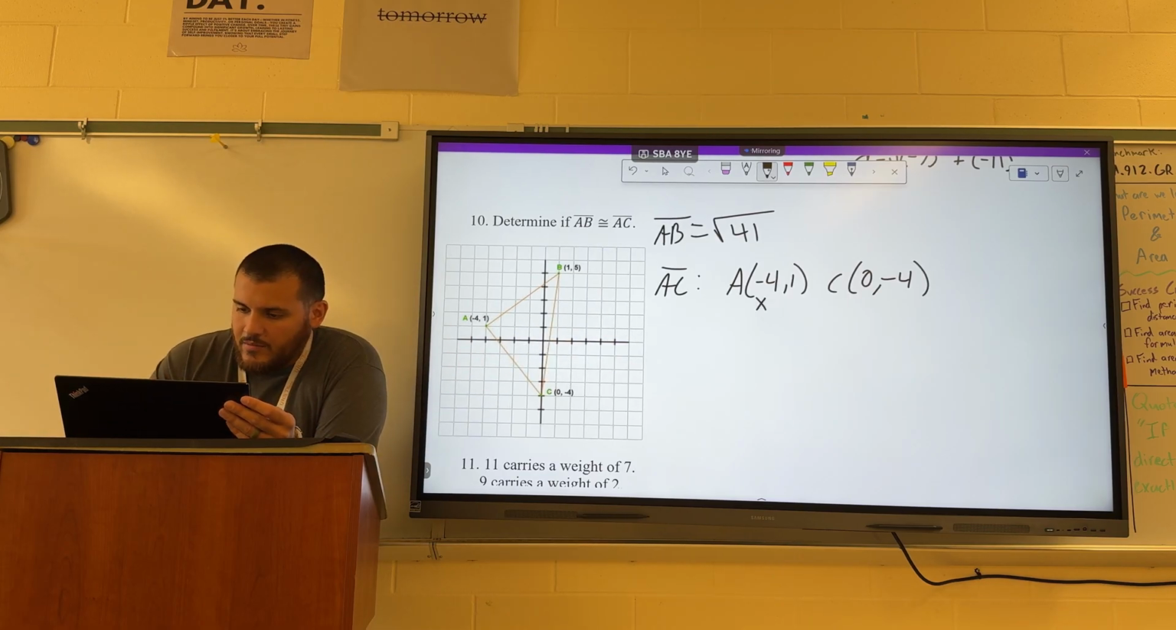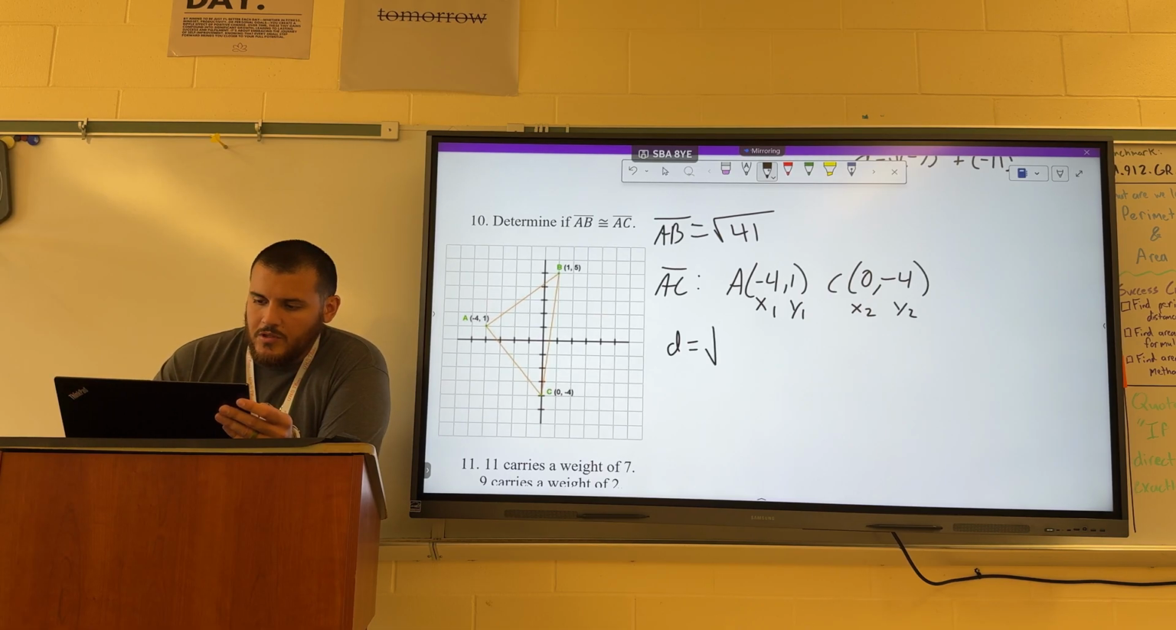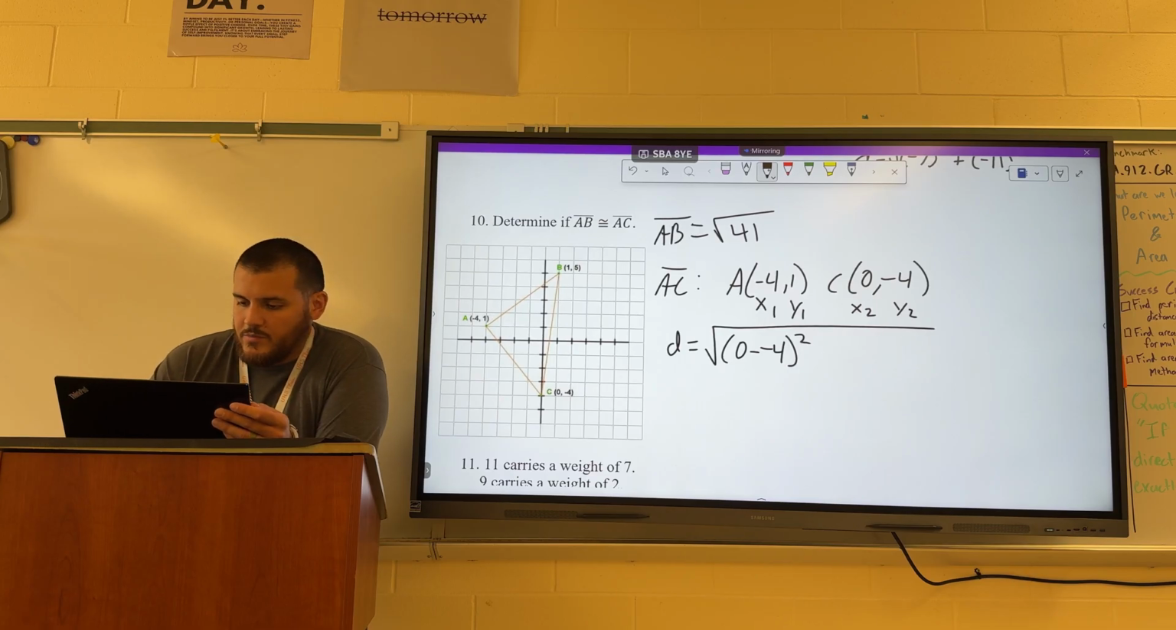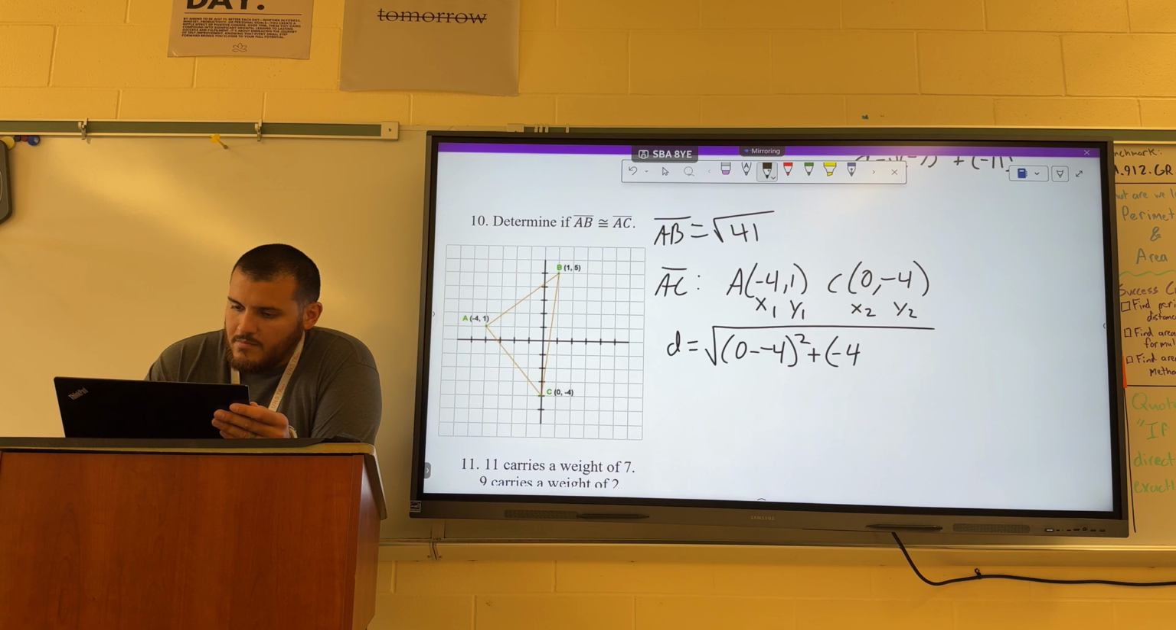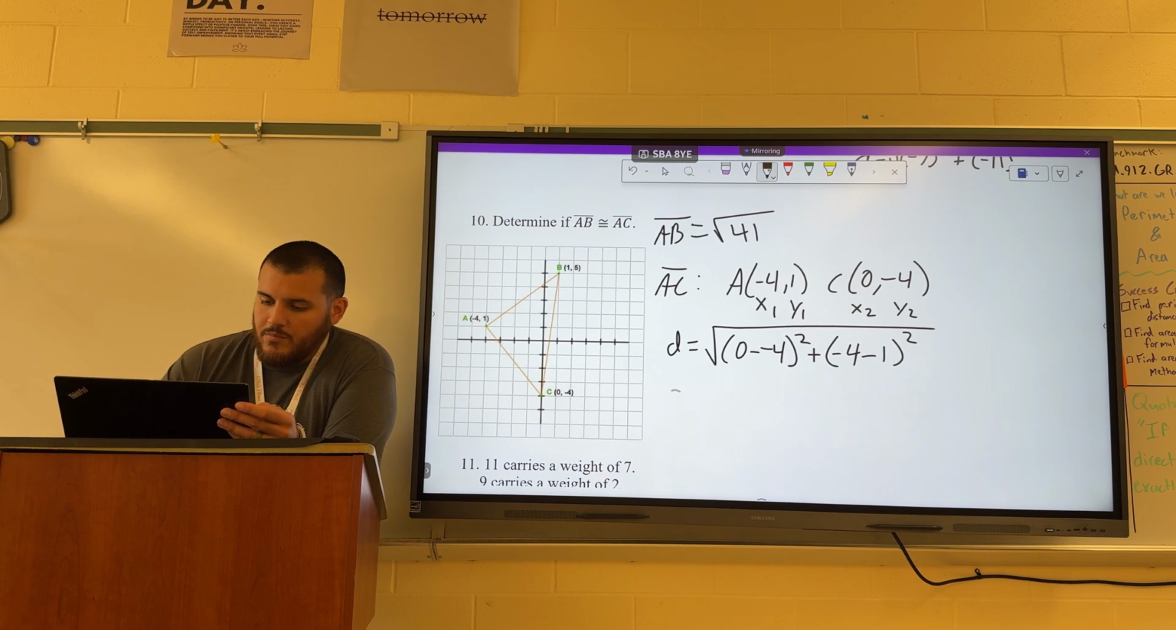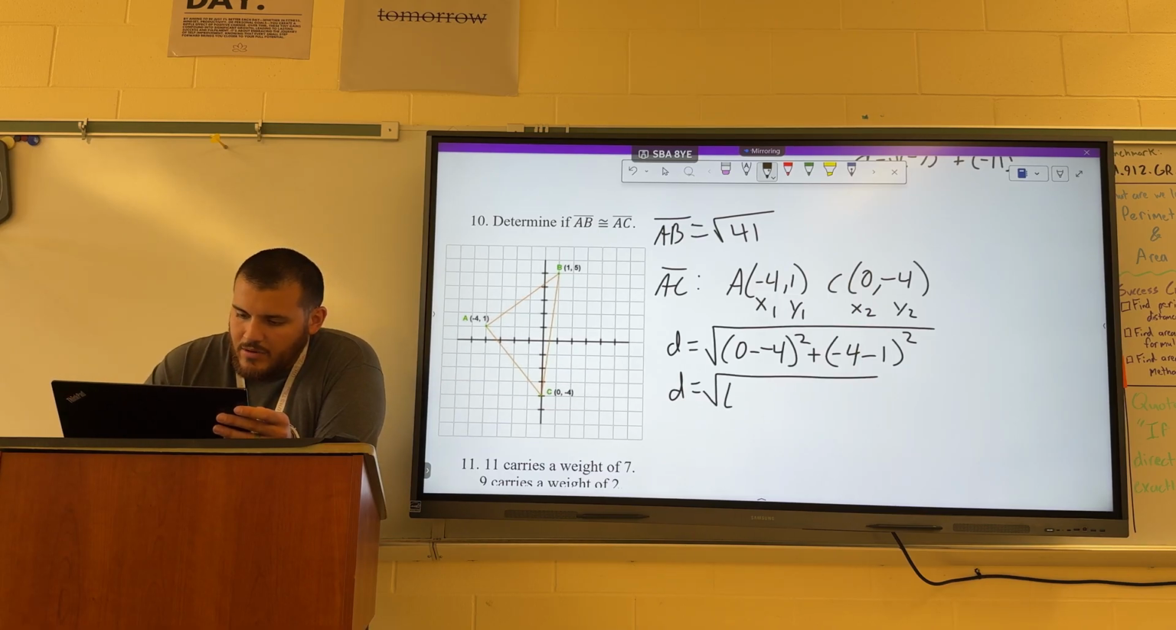I'm going to again label them x1, y1, x2, y2, and plug those into my distance formula. So x2, 0, minus x1, which is negative 4, in my first parentheses, that gets squared, add to my second parentheses, which is y2, minus y1. So negative 4 minus 1. Again, parentheses first. 0 minus negative 4 is positive 4. Negative 4 minus 1 is negative 5.